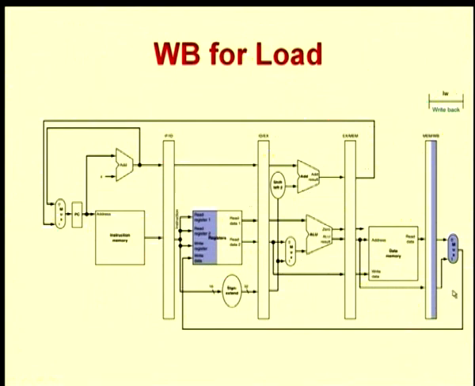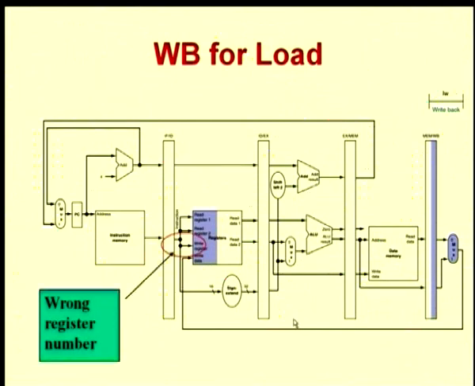Okay, now look at what happens here. Which is the register that I need to write into? The register I need to write into has to be specified by the load instruction, which is right now in the write back stage. But if you look at the actual pipeline design the way it is right now, the register selections are coming from the IF/ID stage, and you will actually have a different instruction in this IF/ID stage. So you will have the wrong register number specified here if you didn't take care of this properly. Okay, you get the point here.